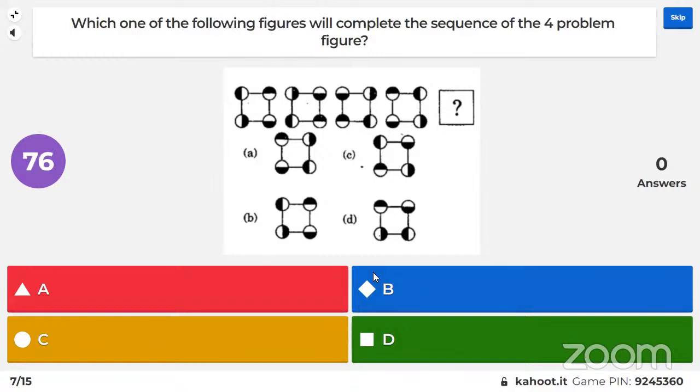Please note the change in timings also. Earlier we had 60 seconds. Now we have 90 seconds. So make sure that you're noting that also.